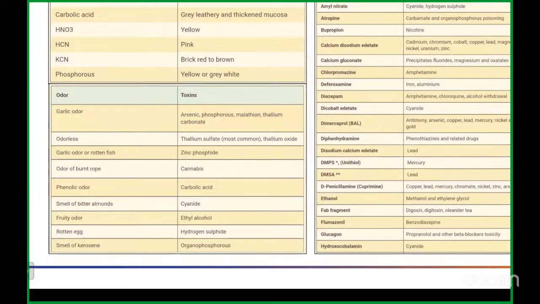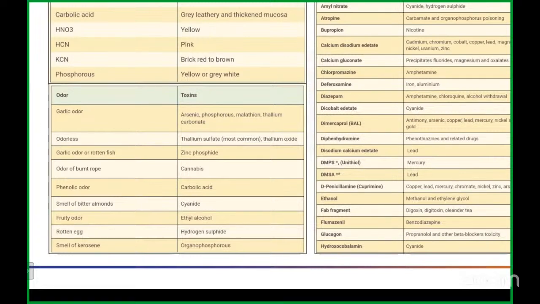Which of the poisons are odorless? Thallium is the most common one. I want you to remember thallium very much here because of this property that it is odorless, it is often used as a homicidal poison. Zinc phosphide has a rotten fish odor. You can remember this.